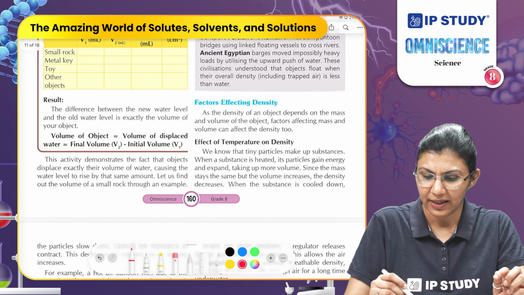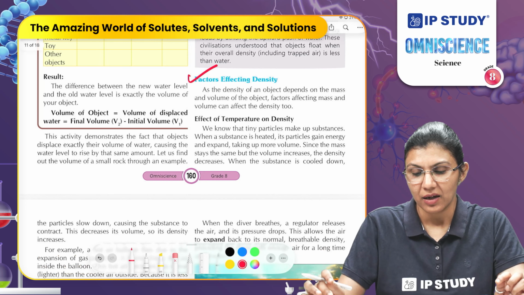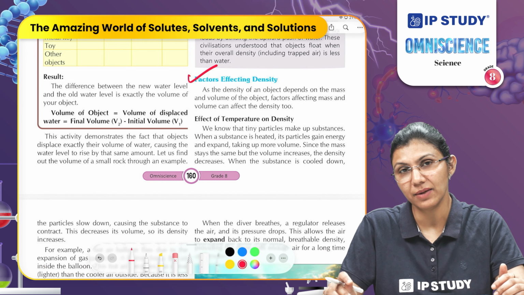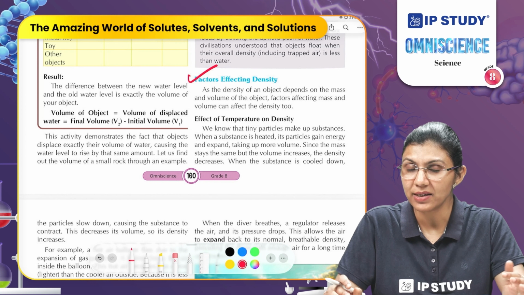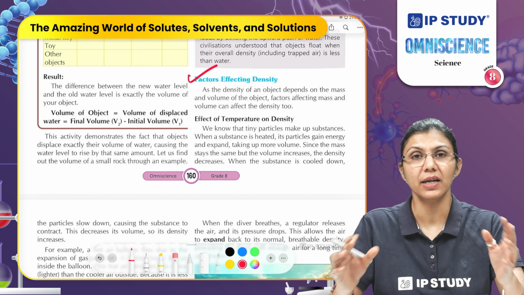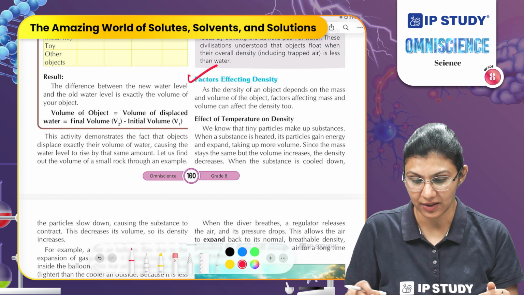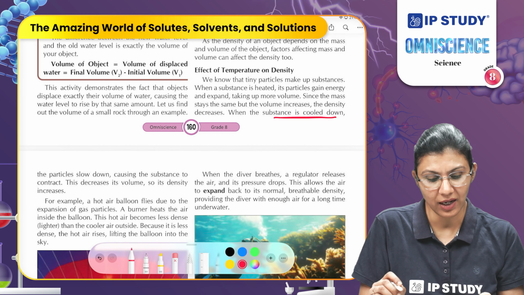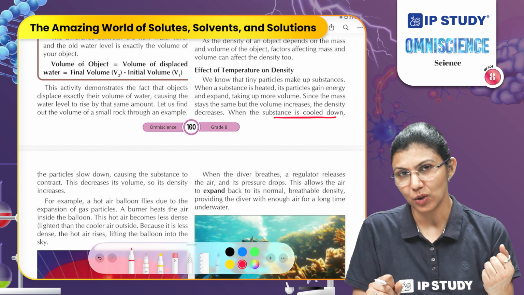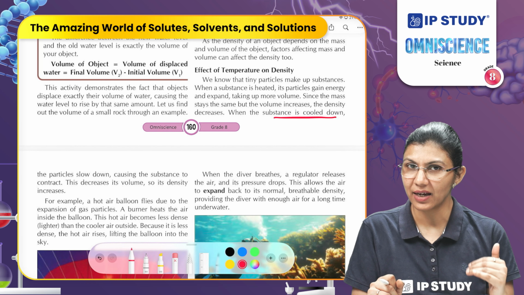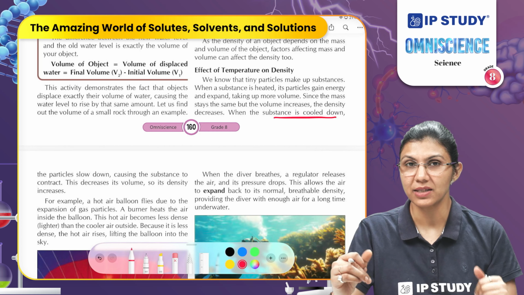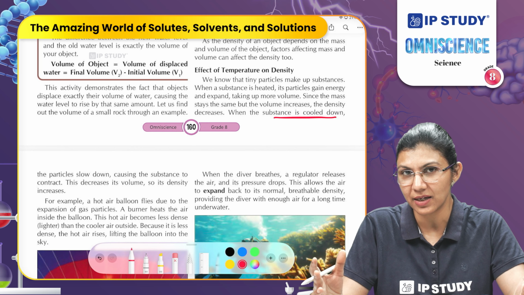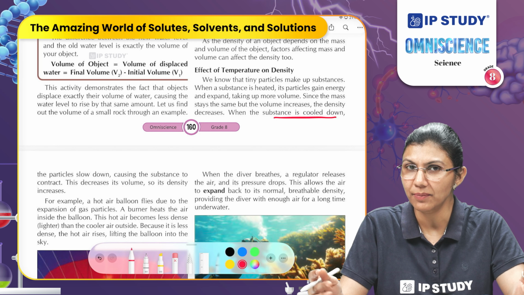Factors affecting density. We already have discussed the effect of temperature. Whenever temperature is increased in liquids, the density changes because the interparticle spaces are increasing. When the substance is cooled down, the particles will come closer again and the density will increase again. And when the substance is heated, the particles go away from each other, interparticle spaces increase, so the density becomes less.